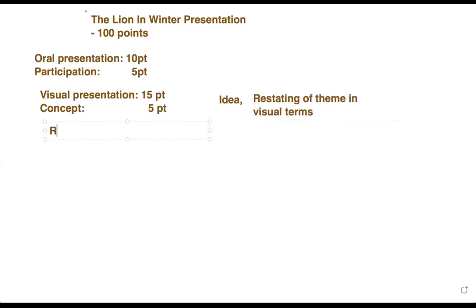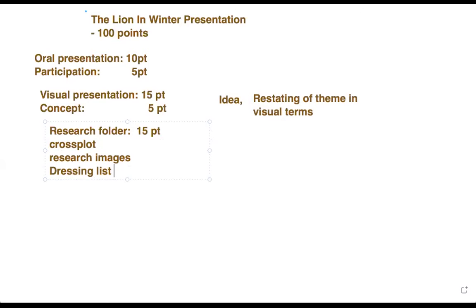Okay, seven renderings. Then you have your research folder. And this is going to be 15 points. And that can include a cross plot if you've chosen to do one. It will include research images, which influence you into what you're going to do. It will include dressing lists. We've talked about that for each character. All seven, okay? And it will include rough sketches. All right, so all of these things will be included in your research folder.